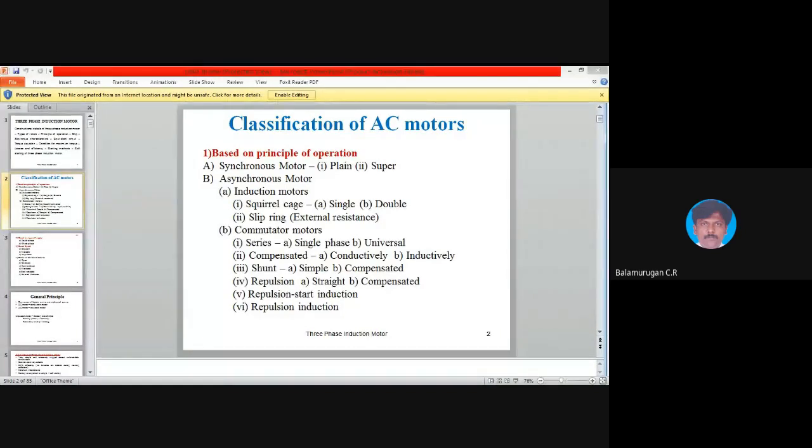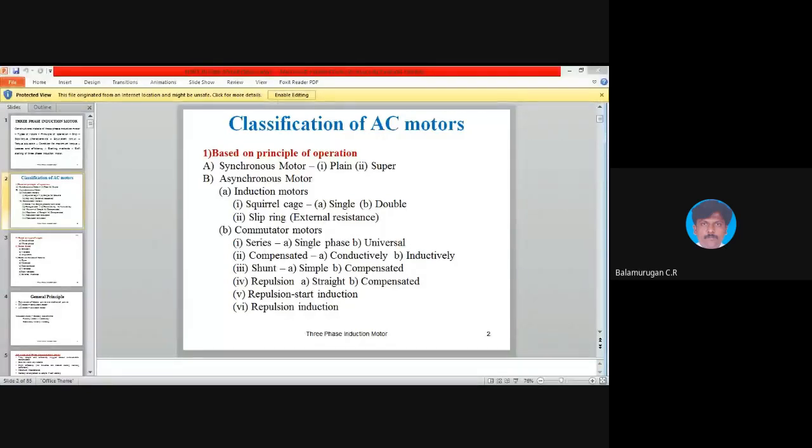Single phase induction motors are used for low rating. Single phase induction motors are called fractional horsepower motors. If it is less than 1 HP, that is a single phase motor used for low power applications, and we call it a fractional horsepower motor. And if you want a capacity of more than 1 HP, that is 5 HP or 10 HP or 15 HP, we prefer the 3-phase induction motor.